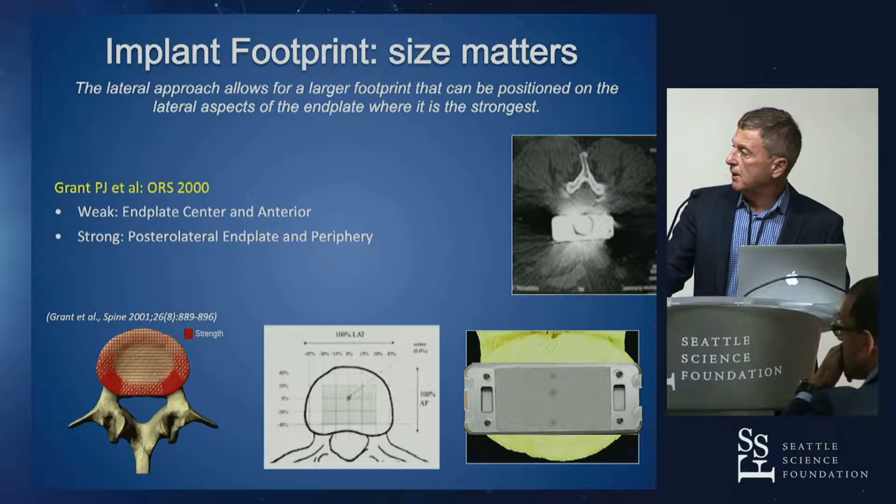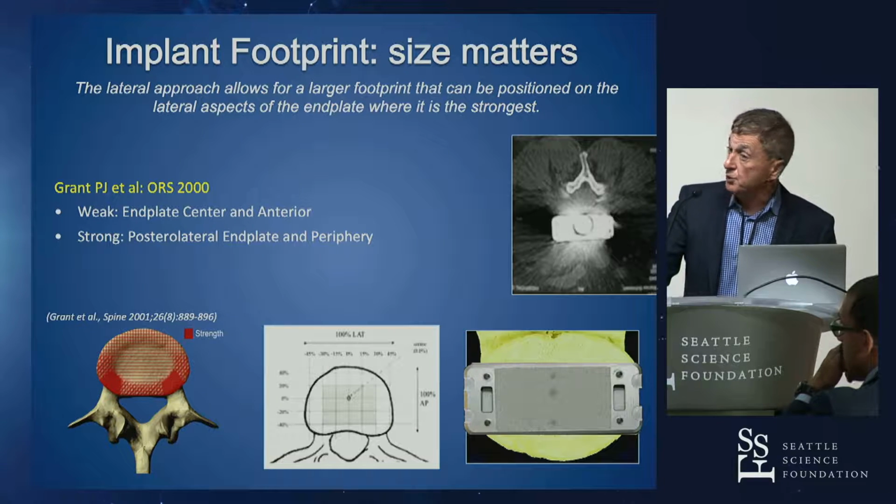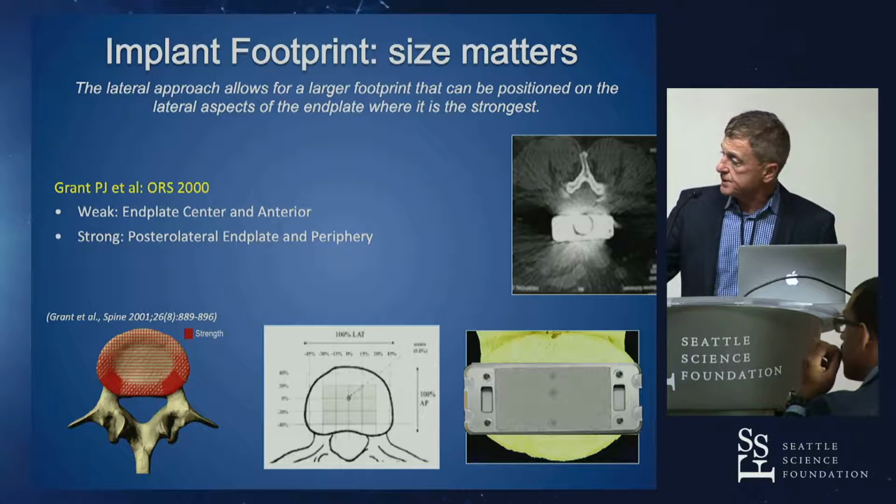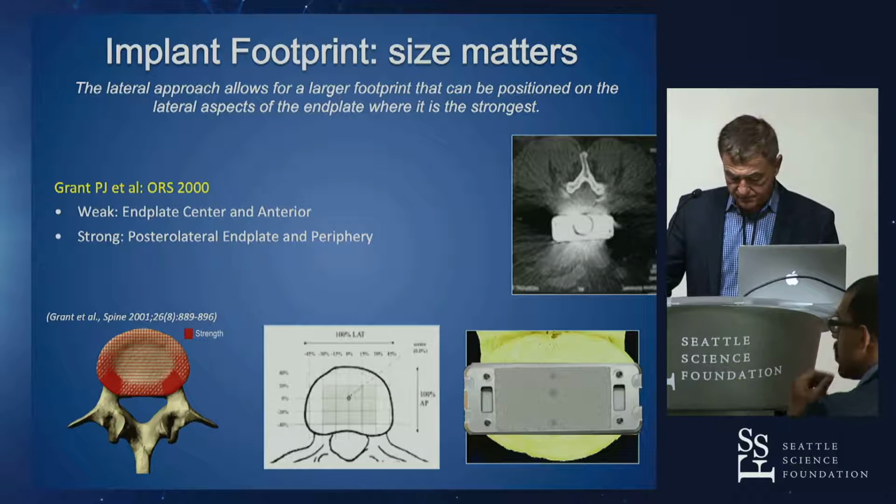Okay. So they showed that the strongest bone is on the sides, the apophyseal end plates, and posterolaterally. Anteriorly, the bone is not that strong. So the prosthesis is designed to span those apophyses from side to side.